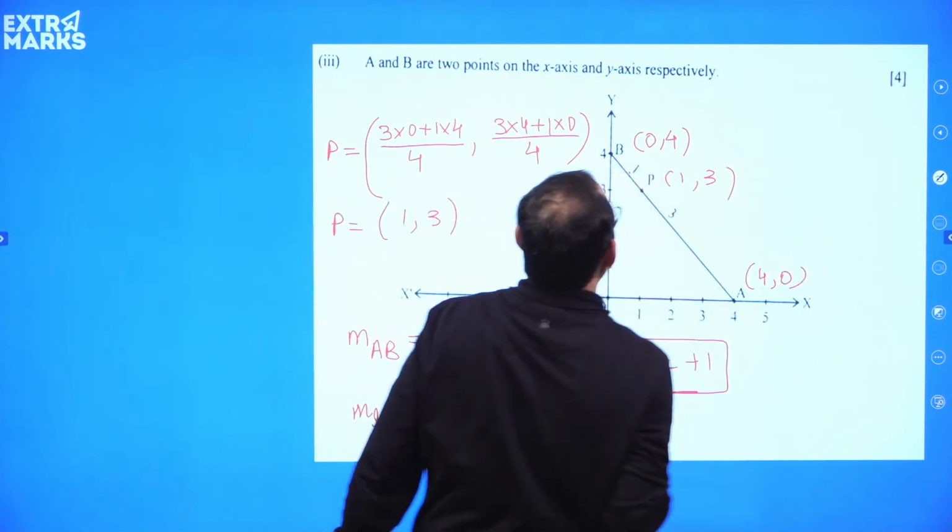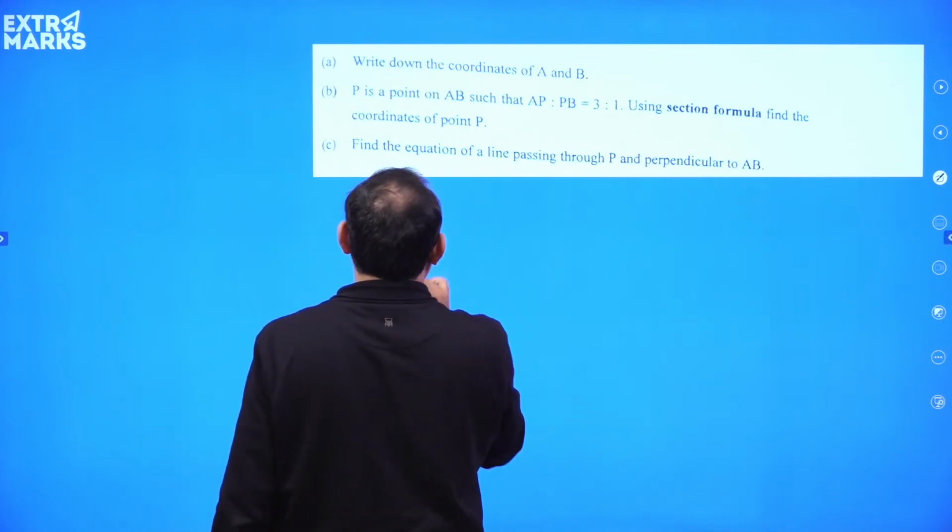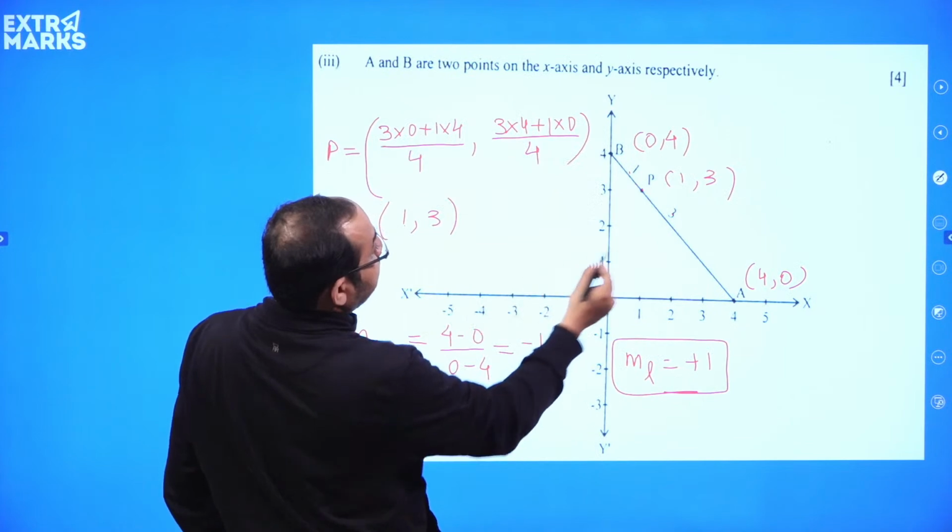90% of the job is done. Okay. So ML is 1. Point P is 1, 3.